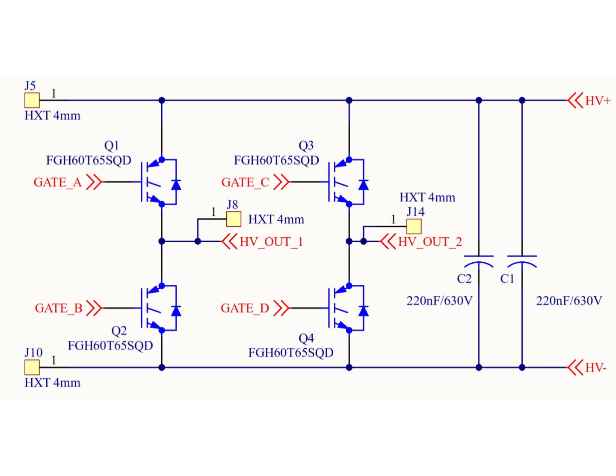Across the DC bus, we have decoupling capacitors C1 and C2, each rated at 220 nanofarads and 630 volts. These capacitors are placed very close to each half-bridge section, which is extremely important in high-frequency inverter design.